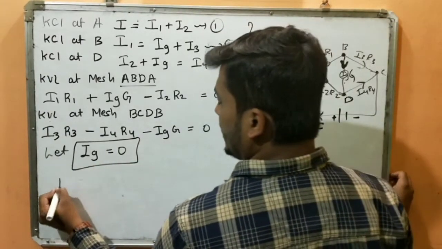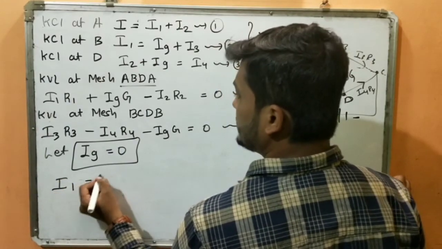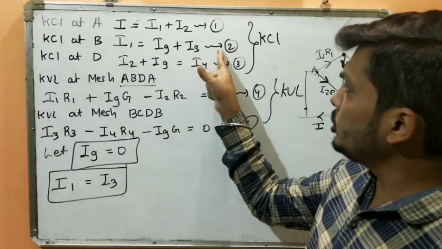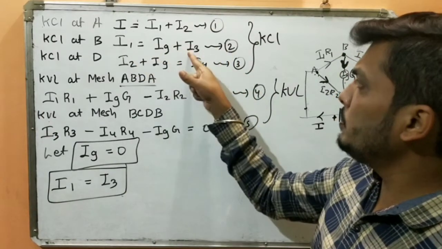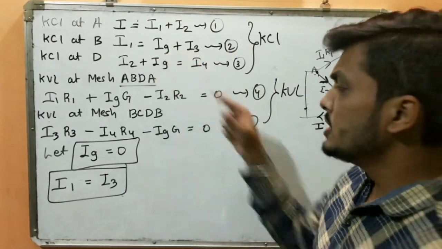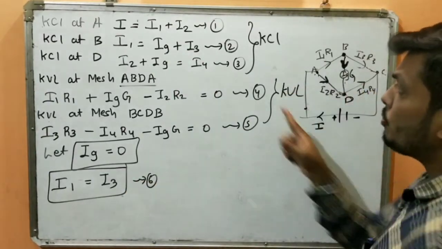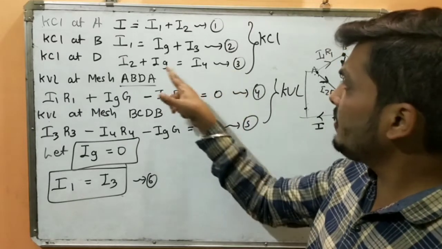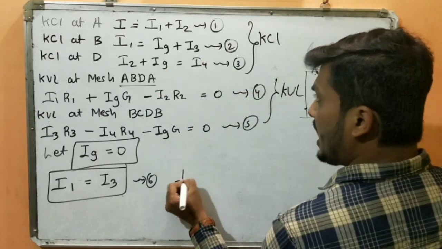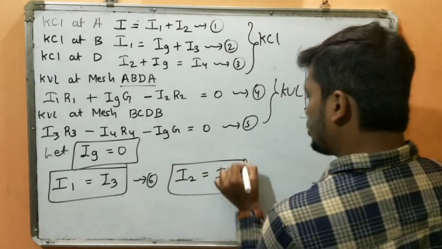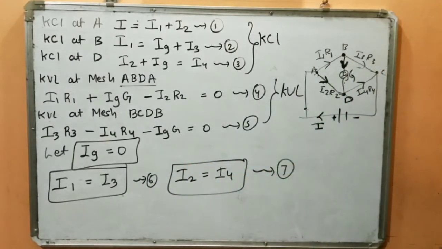Look carefully here. It will become I1 is equal to I3. Just look carefully. So what will happen to equation 2? I1 will become equal to I3 because this is 0. So this will be equation number 6. Similarly, what will happen to equation 3 if Ig is 0? It will be I2 equals I4. Yes or no? Give this as equation number 7.